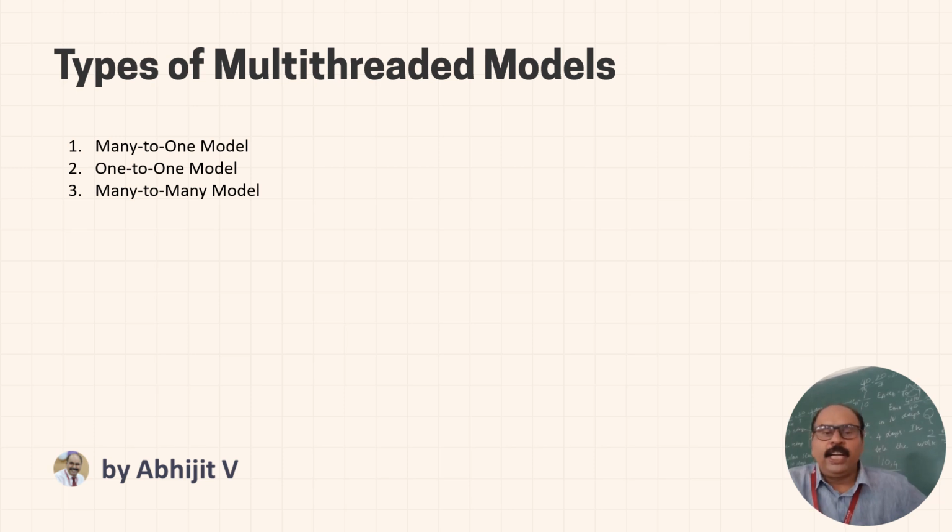So what are the different types of multi-threaded models? You have three different types. One is called the many-to-one model, the other one is called the one-to-one model, and the next one is the many-to-many model. Okay.